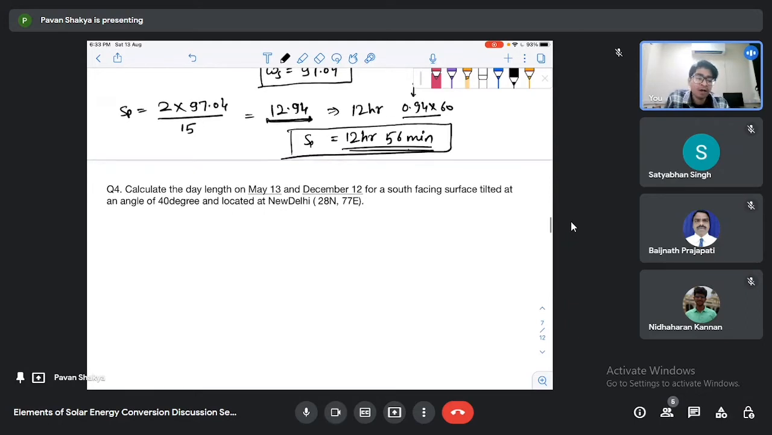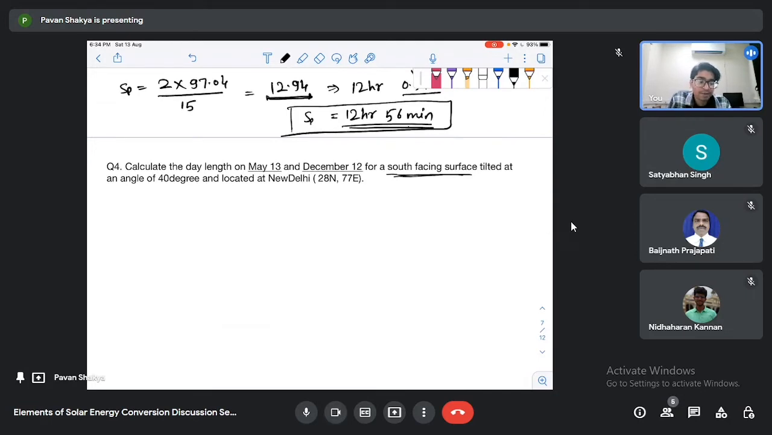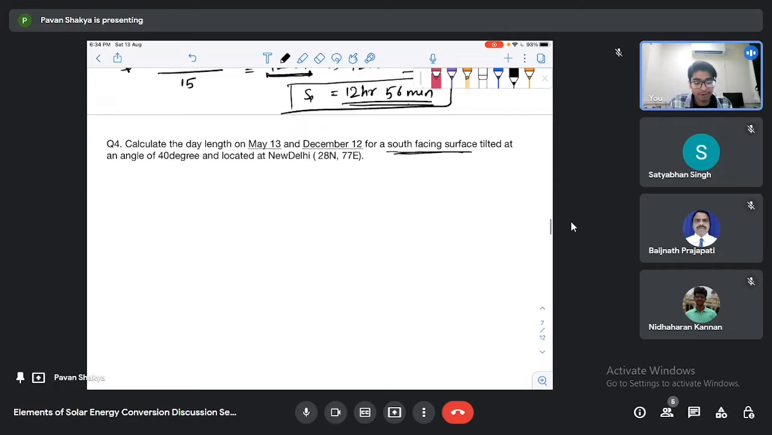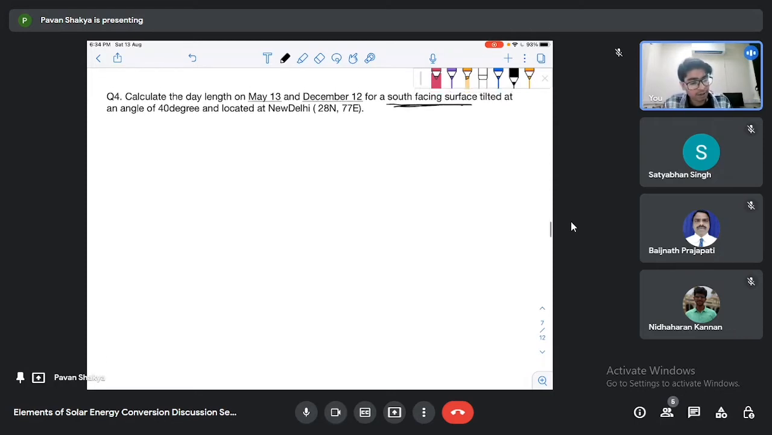Now, you can imagine that this tilt may happen with the east-west direction, or similarly with the north and south direction. In this problem, it is given that it is a south facing surface. It means that the surface we are considering is not tilted with the north or south direction. We have to consider the tilt angle only with the east or west direction. That we will see with the figure. First I will show you what a surface facing tilted means.